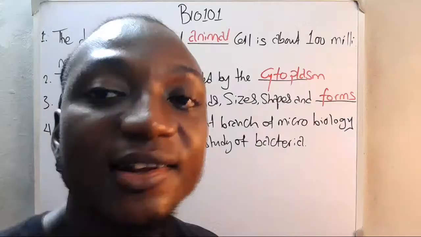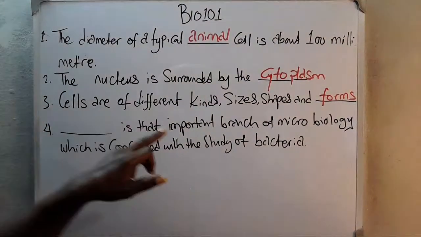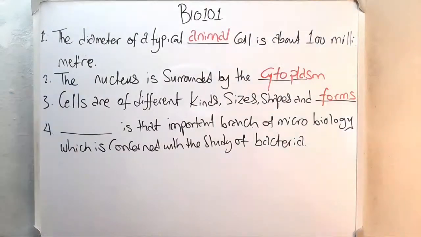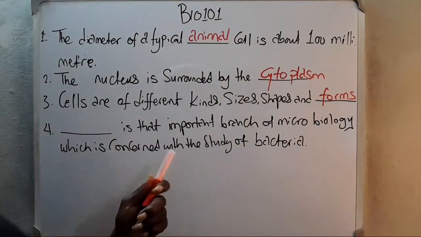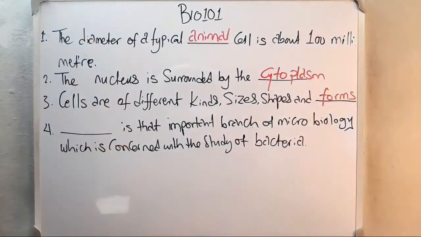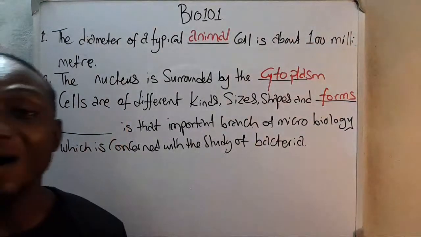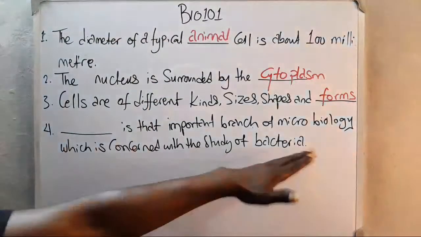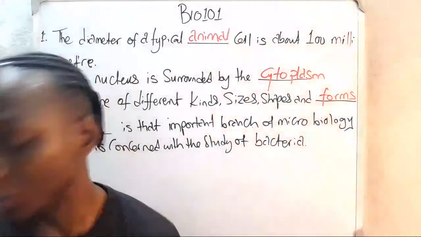All right. It says dash is that important branch of microbiology which is concerned with the study of bacteria. That part of that branch of microbiology that all it does is everything that has to do with bacteria. What is it called?